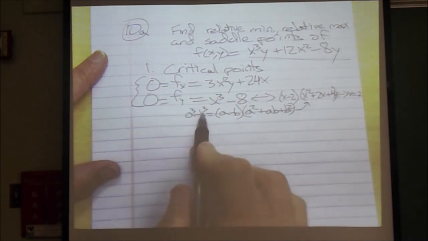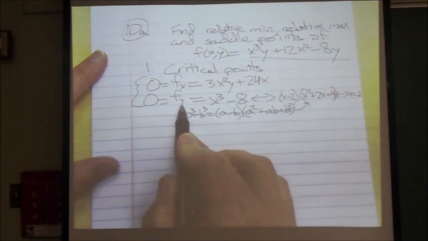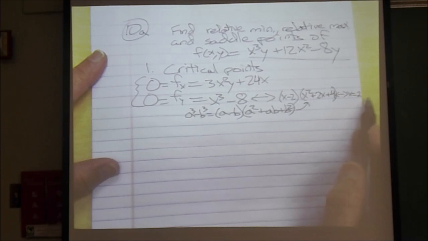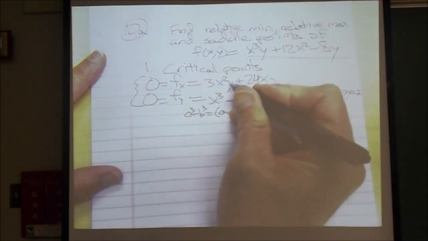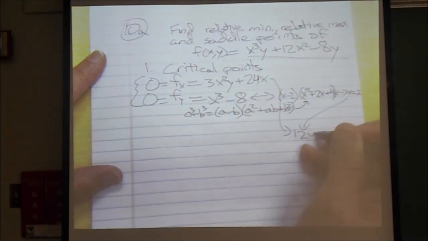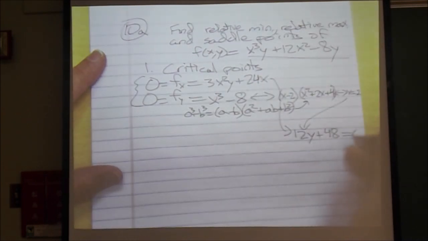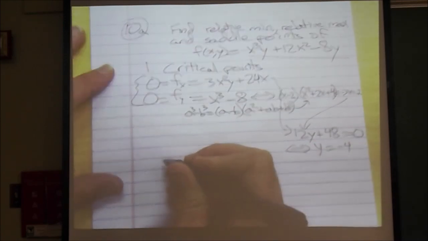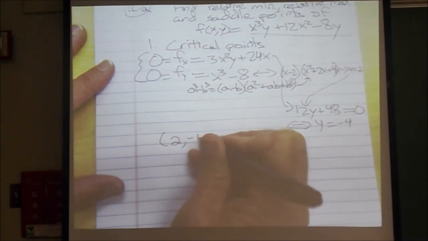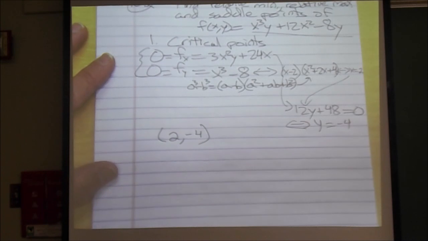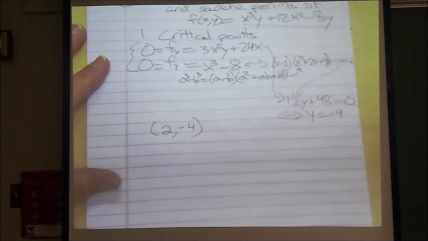So the second one says that in order for the partial with respect to y to be 0, we have to have x equals 2. Now we plug that into the first expression and say, well, if x equals 2, this becomes 3 times 2 squared is 12, y plus 24 times 2 is 48 equals 0. Evidently, y equals negative 4, and there's only one critical point. That's x equals 2, y equals minus 4. That's the only candidate for relative max, min, and saddle points.